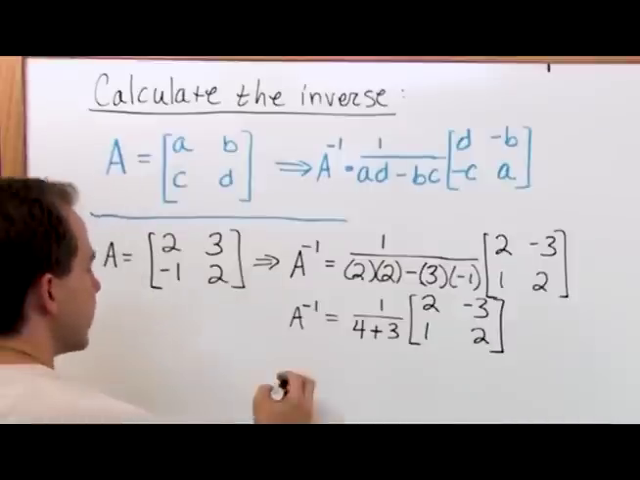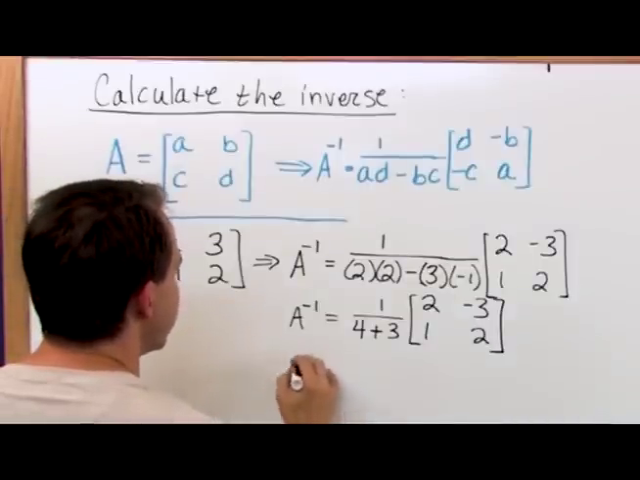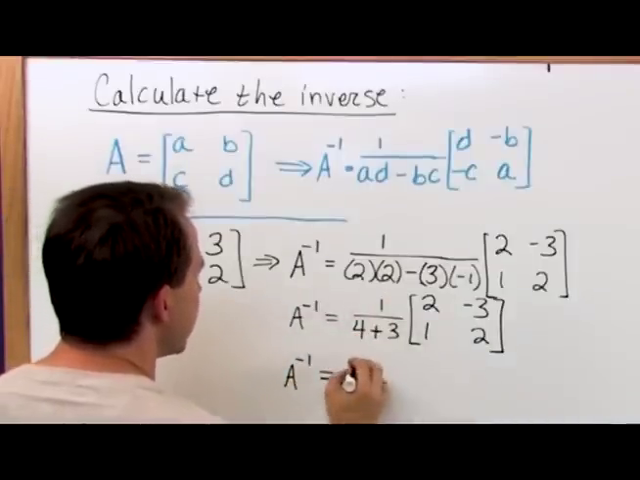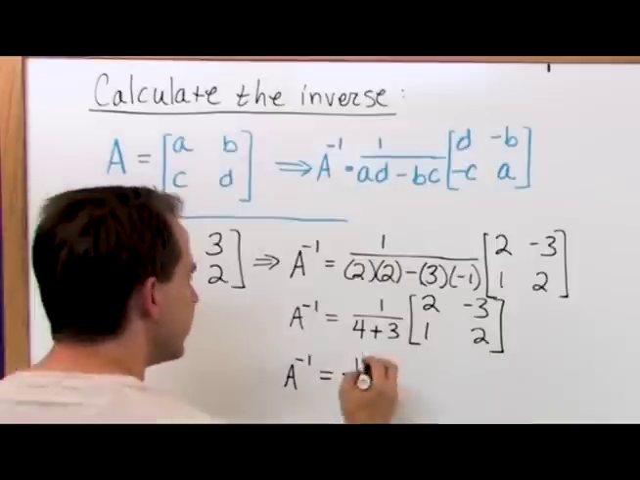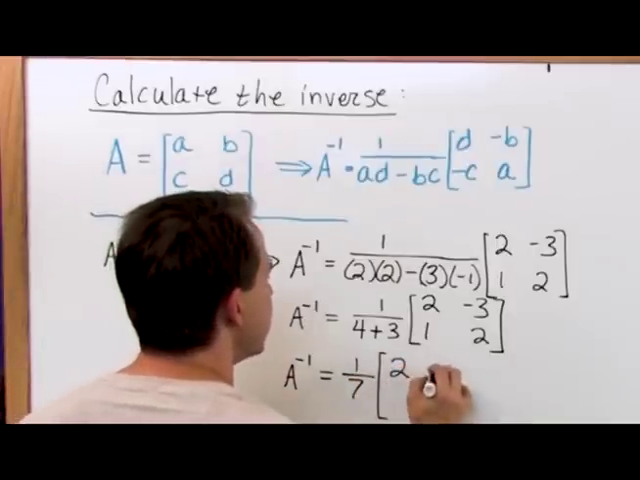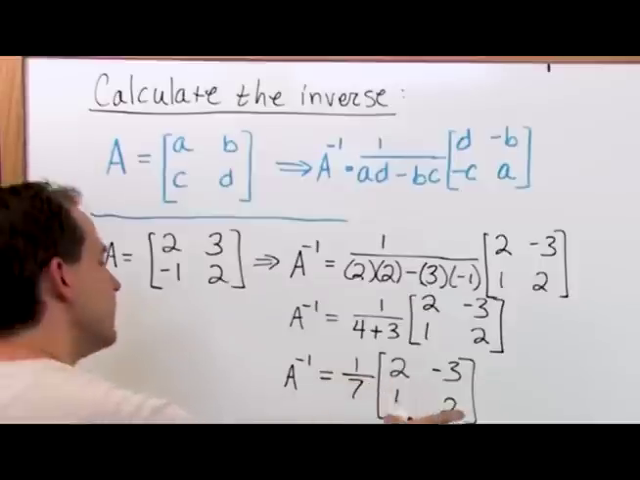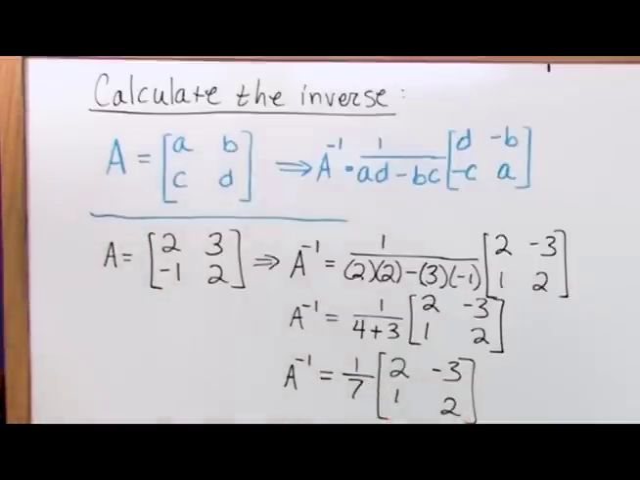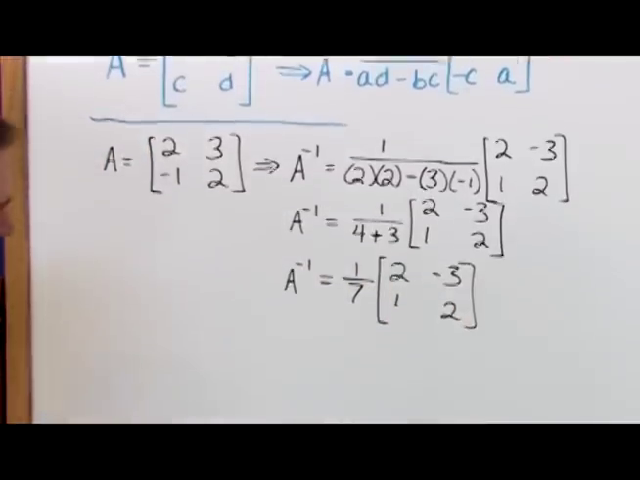Let's continue a little bit more. The inverse is going to equal 1 over 7 times 2, negative 3, 1, 2. Now, what do you do when you have a number outside multiplied by a matrix? Our very first section of this class, or one of the first sections, talked about that.